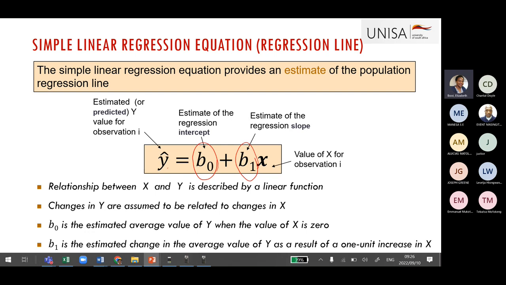Your B1, which I've already explained, is the estimated change in the average value of Y as a result of a one unit increase in the value of your X. And that's how you will interpret the two numbers. So those two numbers, B0 and B1, we're going to interpret them in this manner.